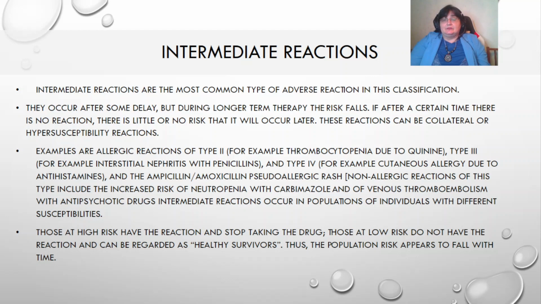Intermediate reactions occur in a population of individuals with different susceptibilities. Those at higher risk have the reaction and stop taking the drug. Those at low risk do not have the reaction and can be regarded as healthy survivors, so the population risk appears to fall with time.